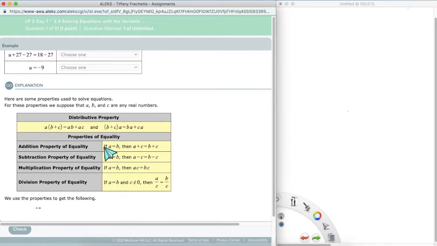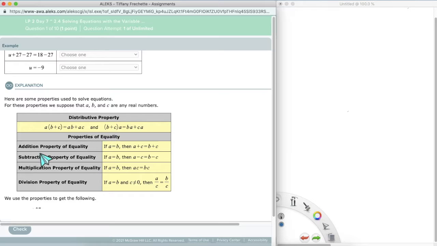So we're going to use our properties that we learned back in Chapter 1. So we have the distributive property, which means I'm multiplying by everything in the parentheses. So A times B and A times C, and I add those 2 together. Or if it's on the end, means the same thing. I'm still multiplying by the number outside the parentheses.